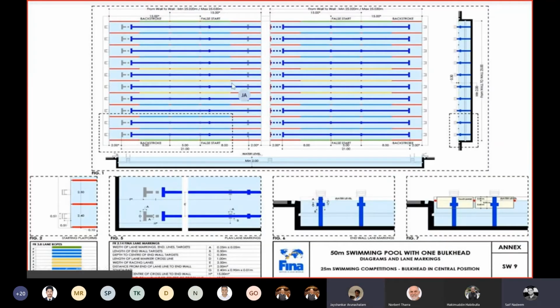when the bulkhead is placed in the center position, you have two 25 meter pools properly. So you can have your 25 meter short course training as well as competition in this.